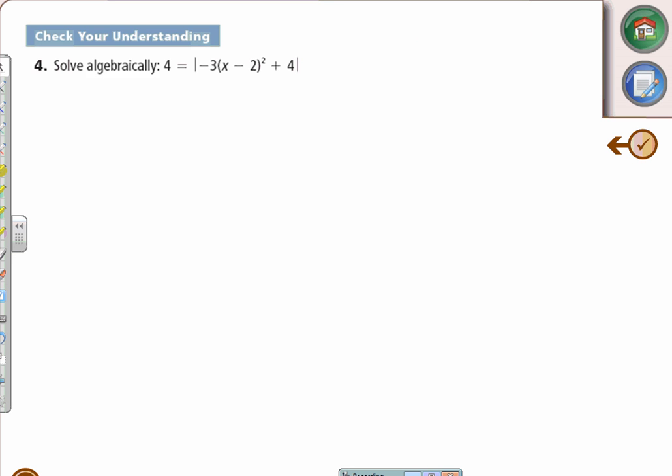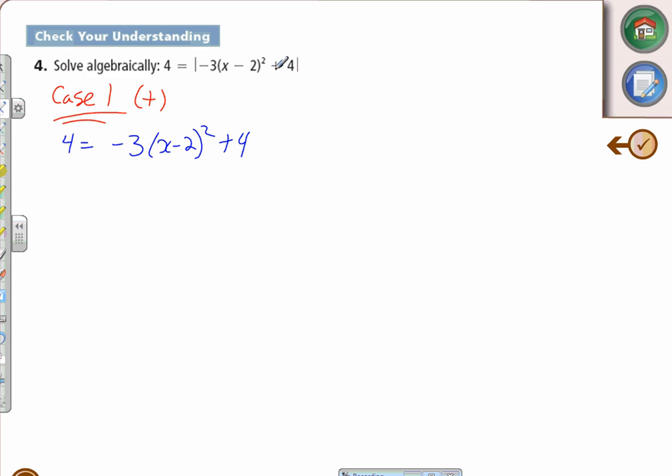Okay, example number 4. Solving this one algebraically. Case number 1. That's the positive case. So this is going to be, let's look at here, we're going to say that 4 is equal to negative 3x minus 2 squared plus 4. Case number 1 happens when we just change that to brackets, and I don't change anything inside.